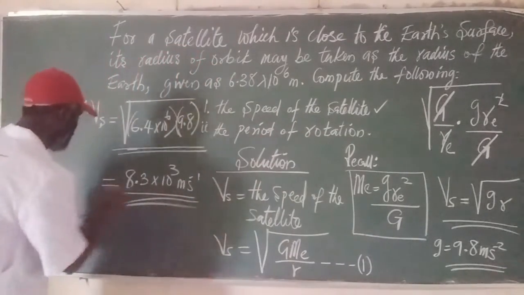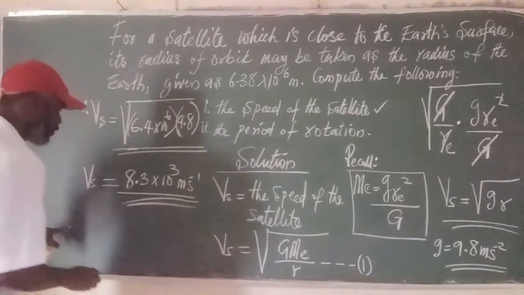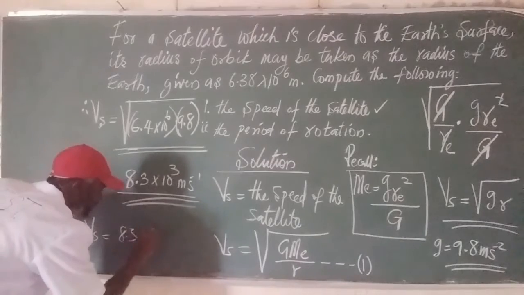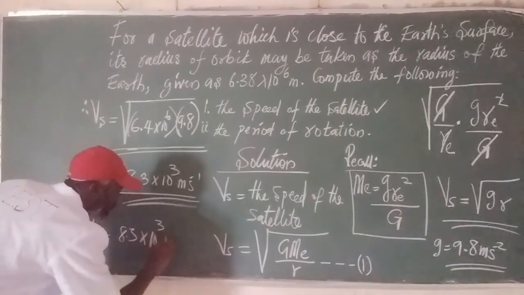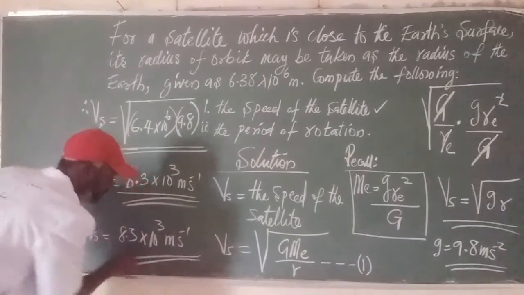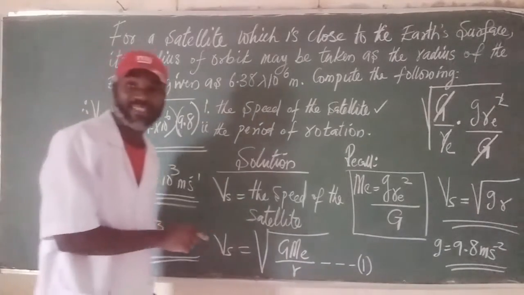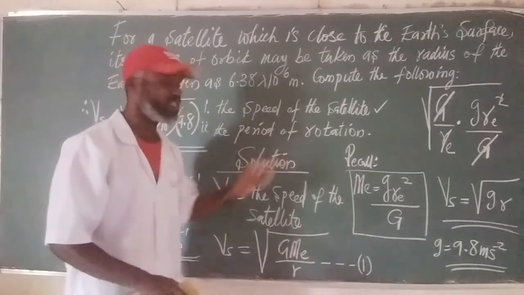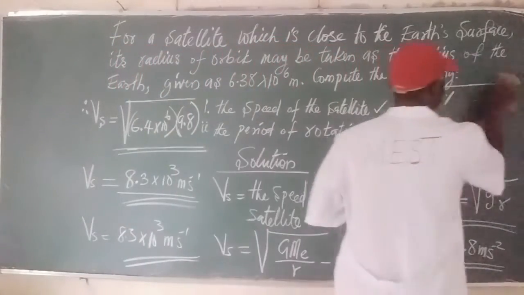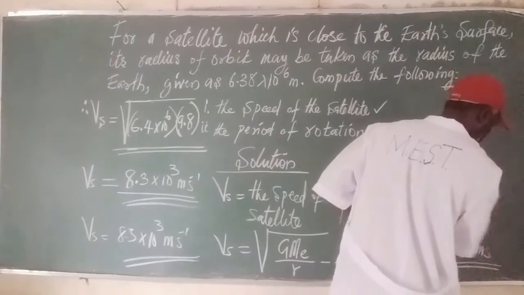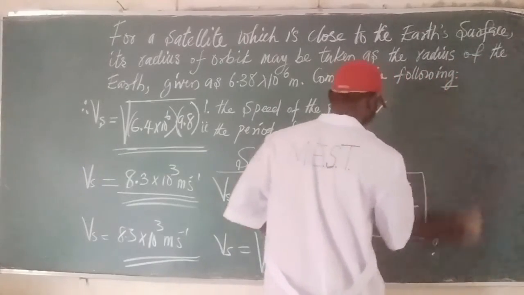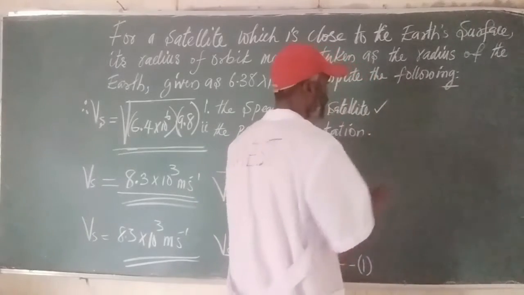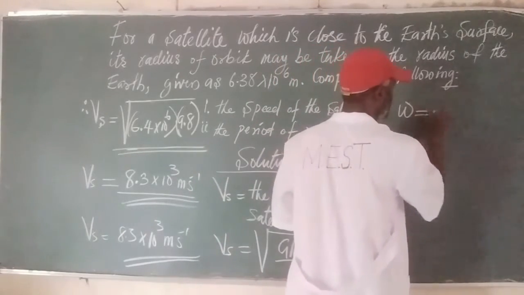Now we have found the speed Vx. Okay? So we can now write it clearly. Vx is equal to 8.3 times 10 raised to the power 3 meter per second. That's it for the satellite. We can also find the period of rotation of the satellite by using this formula. Let's clean up this side since we have understood this.